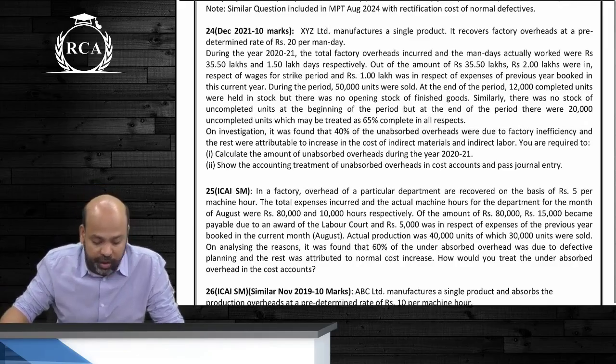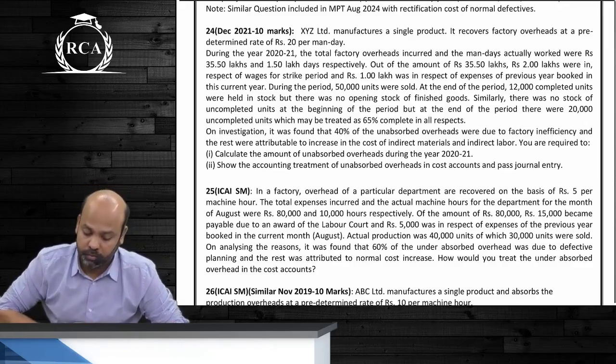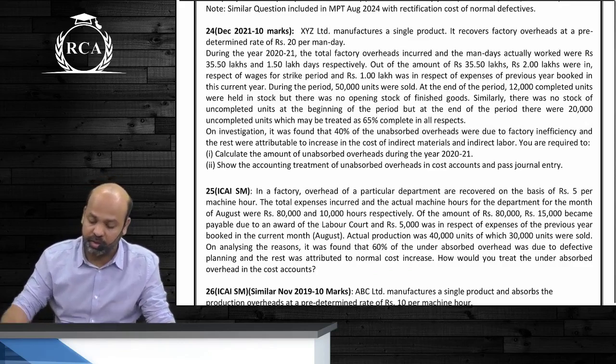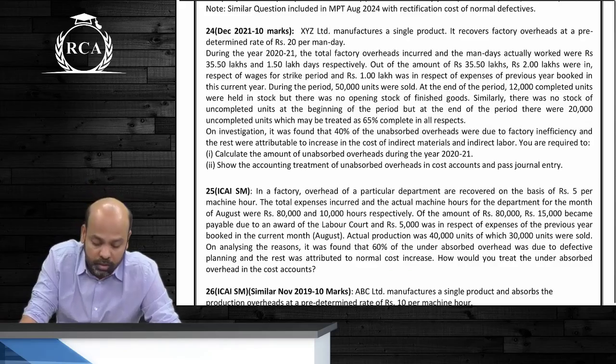Alright guys, all of you read question number 24. XYZ Limited manufactures a single product. It recovers factory overheads at a predetermined rate of 20 rupees per man day. During the year 2020-21, the total factory overheads incurred and the man days actually worked were rupees 35.5 lakhs and 1.5 lakh days respectively.